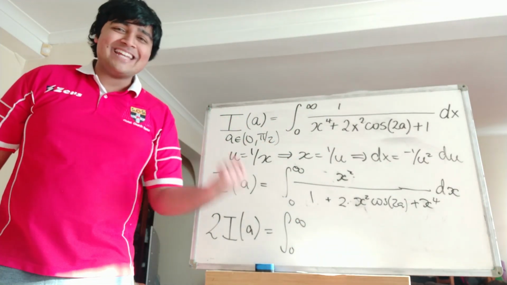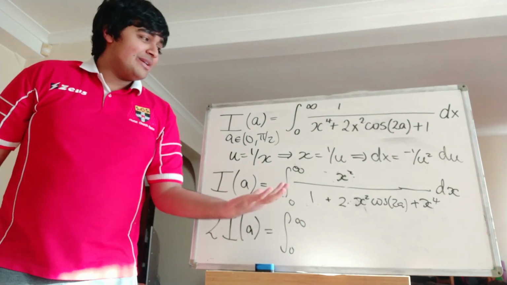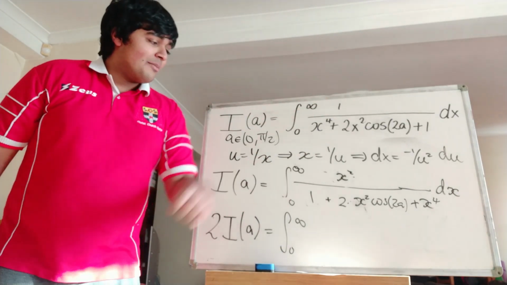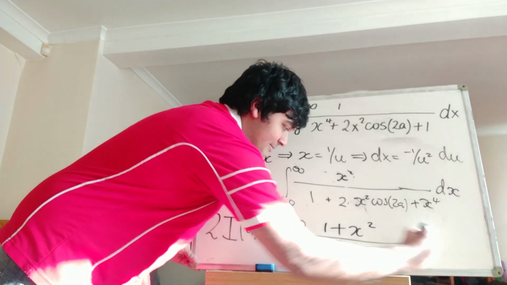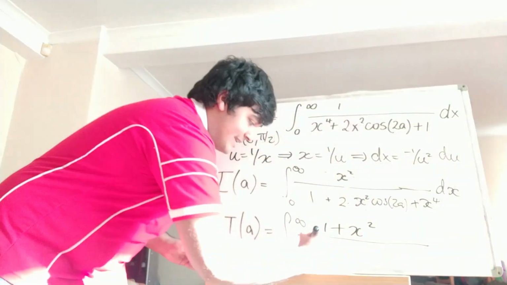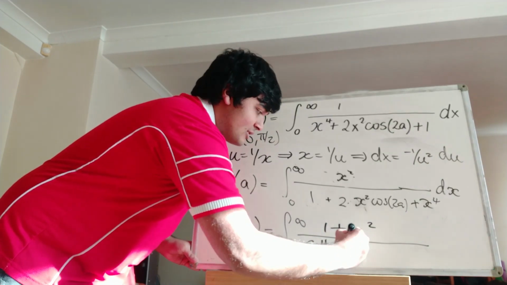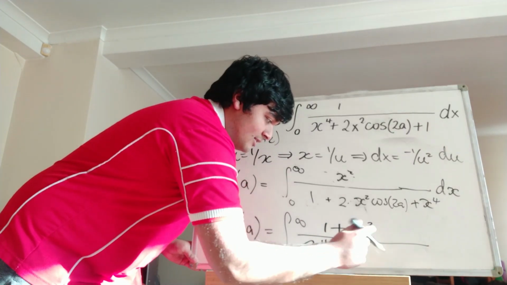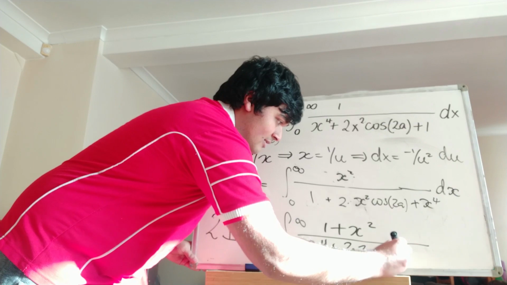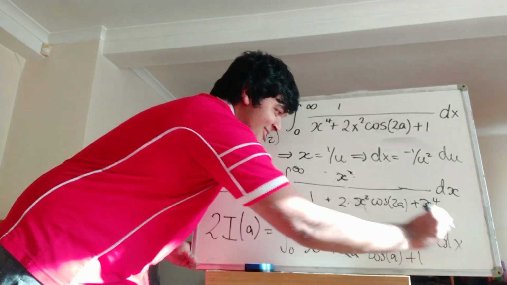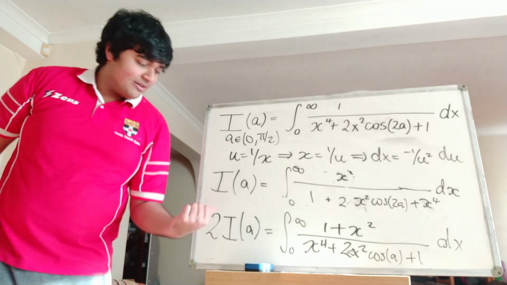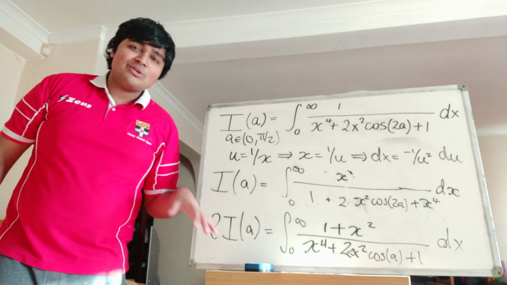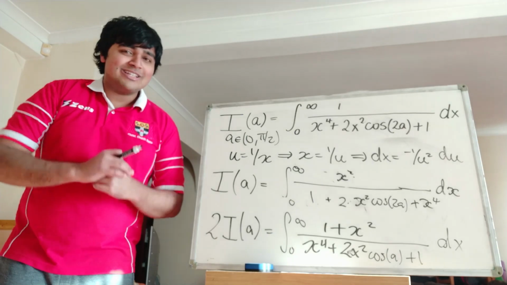So the denominator stays the same. So the only thing we need to worry about are the numerators. So it's just 1 plus x squared, all divided by this denominator here, x to the 4 plus 2x squared cos 2a plus 1, dx. Okay, so we started off with this integral and we've now written it this way here, and of course we've got this 2 here. Now what I want to do is bring this to the top of the whiteboard and we'll continue.